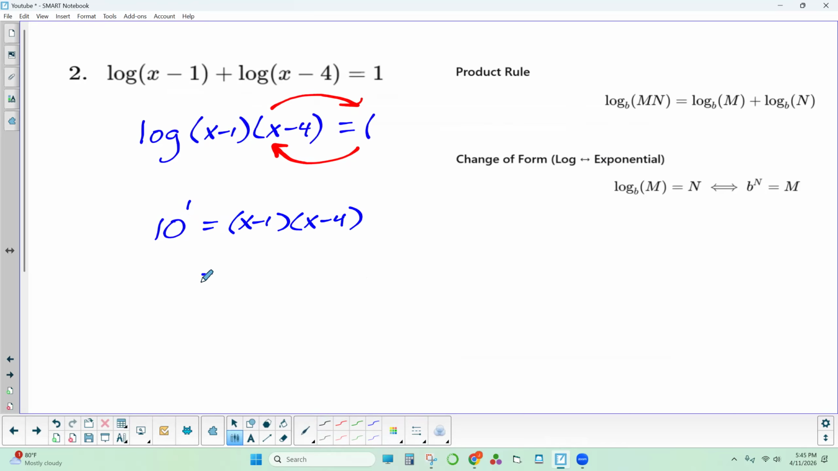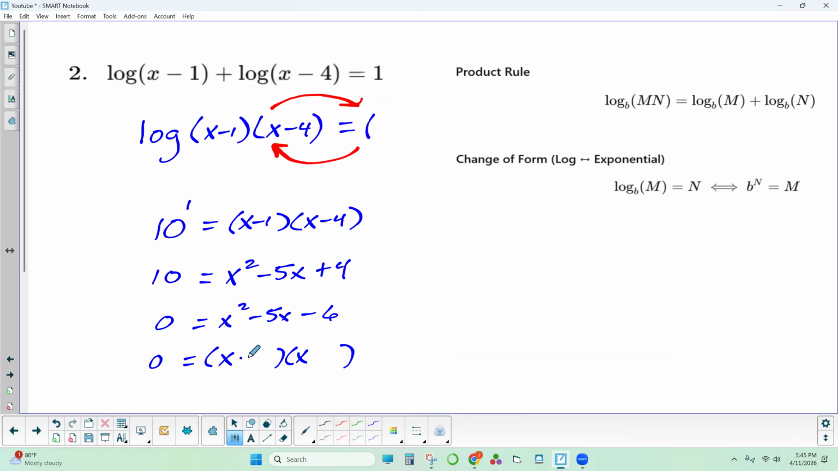I'm going to multiply that out on the right. That's going to be x squared minus 5x plus 4. And then I will, of course, set that equal to 0. Subtract 10, and we've got something that factors nicely here. That's going to be x minus 6 times x plus 1. Check it. Looks good. All right, so we've got x equals 6 and x equals negative 1.